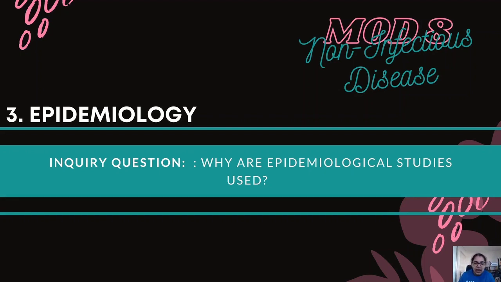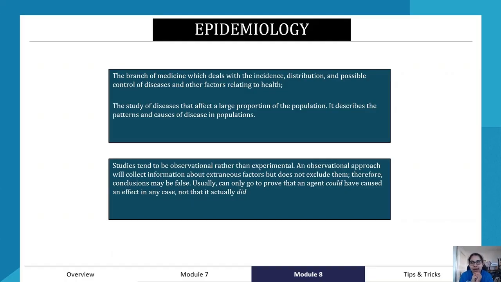So let's have a look at epidemiology and why epidemiological studies are used. Why do we care? Epidemiology is the branch of medicine that looks at the incidence, distribution, and possible control of diseases and other factors that relate to health, and the study of diseases that affect a large proportion of the population. Those are generally what we study, because if a lot of people are affected by it, we want to study it and find a solution.